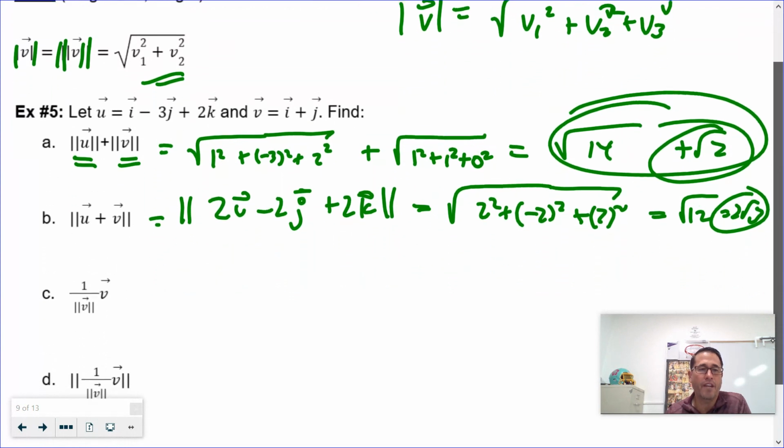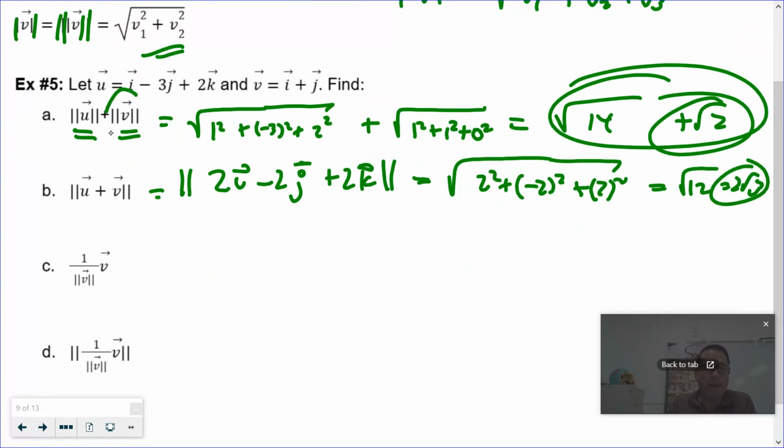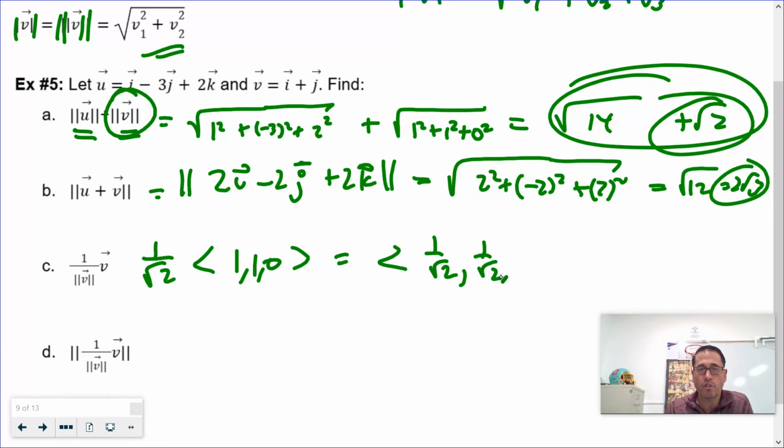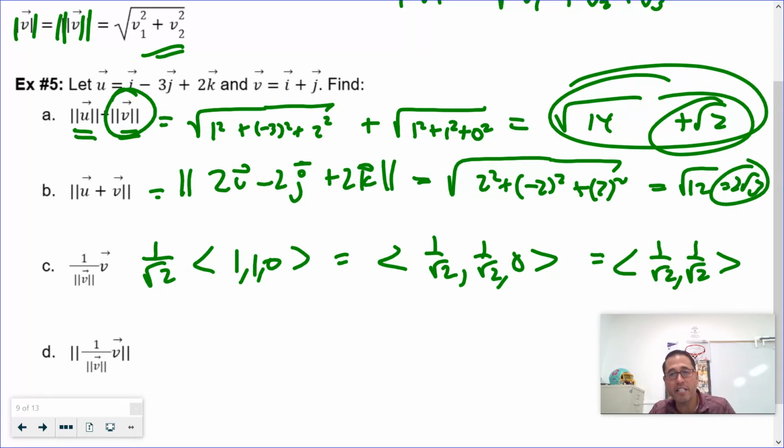The next one has big time importance. Remember, the magnitude of v was the square root of 2, and I'm going to multiply 1 over that by the vector v, which would be i plus j. If I put it in component form, that would be 1 comma 1 comma 0. And if I distribute that in, I get 1 over radical 2, comma 1 over radical 2, comma 0. And if it's 0, you also can represent it this way. I know that might look like it's in 2 dimensions, but it actually doesn't matter. Now, I can use i's and j's too.